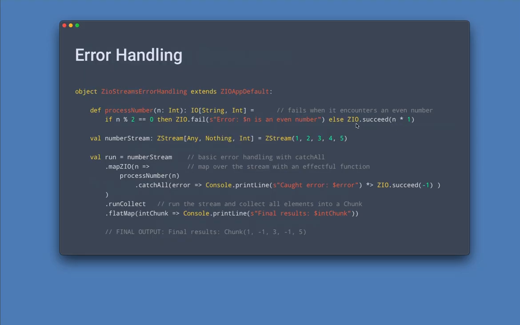That's the way this algorithm works, but the key about it is that it could potentially fail, and when it does, it'll fail with a string. So now we have this function here. We have a number stream right here, ZStream 1 through 5. So now I'm saying start with that number stream.